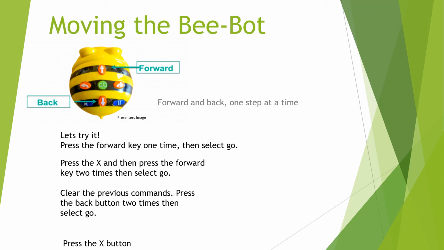Let's try it again. Clear the previous commands. Press the back button 2 times, then select go. The Bebot will move backwards 2 units. Press the cross button to clear all previously entered commands. Otherwise, each new command entered gets added to the end of what has already been entered.